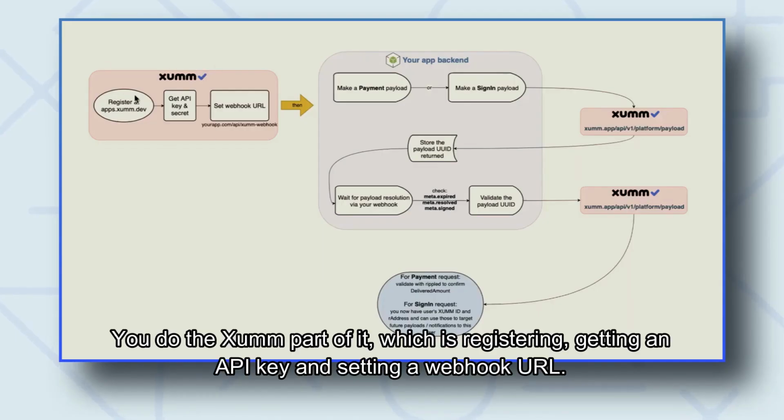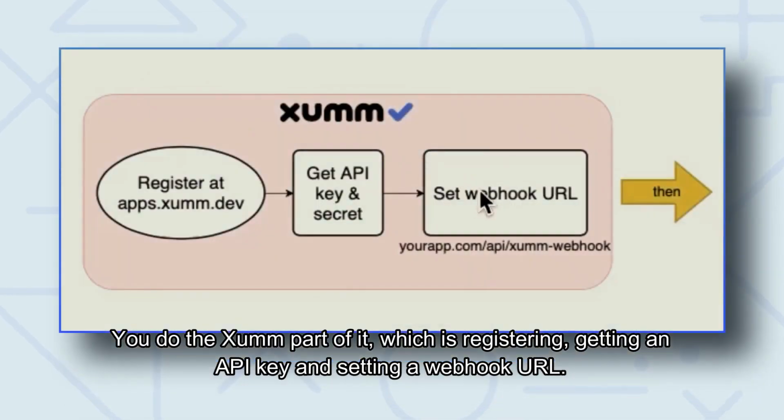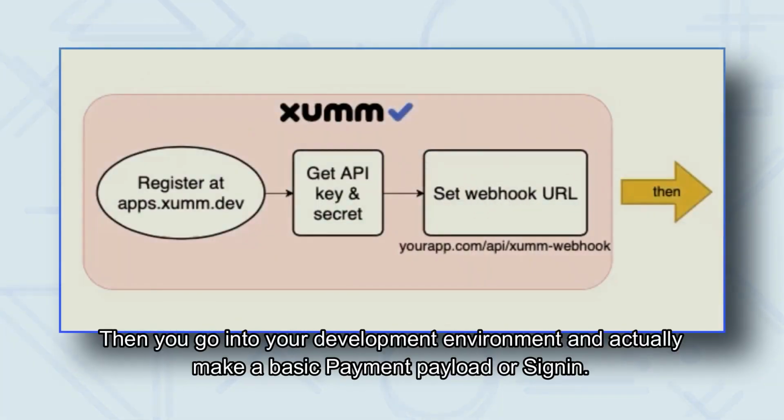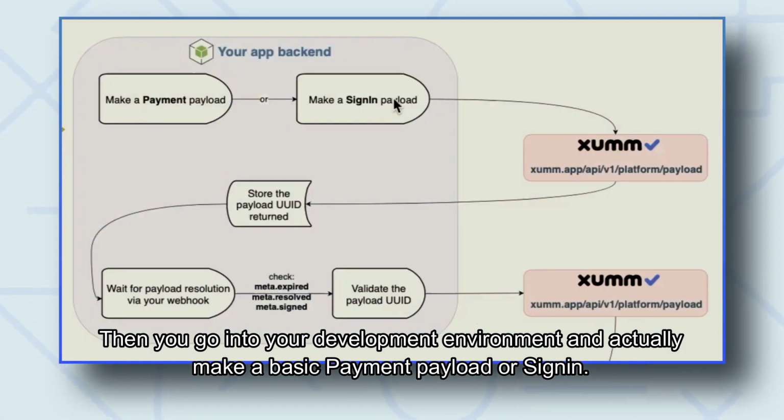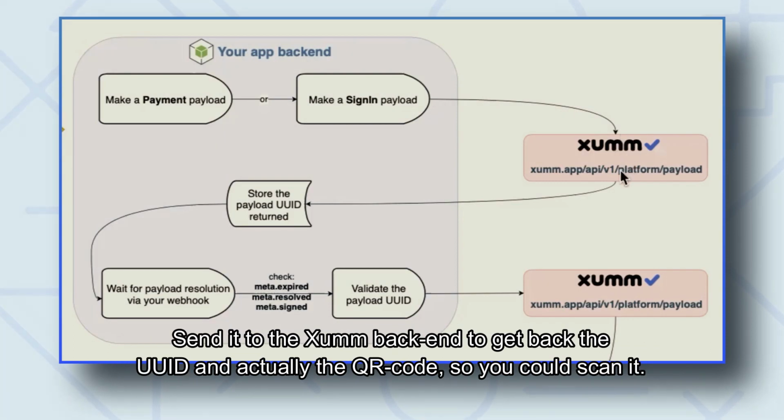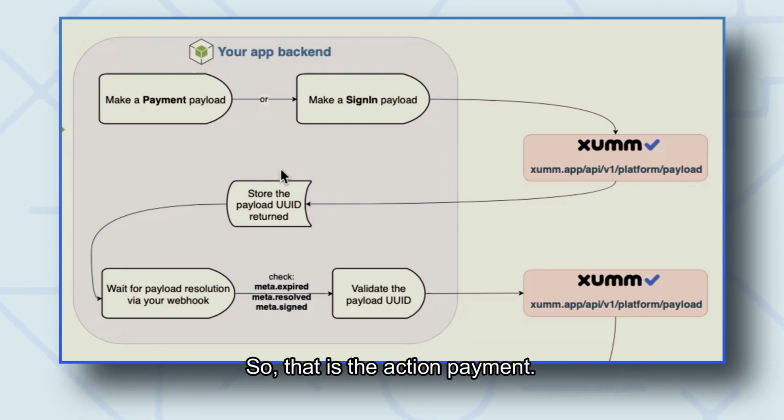You do the Xumm part of it, which is registering, getting an API key and setting a webhook URL. Then you go into your development environment and actually make a basic payment payload or sign-in, and send it to the Xumm backend to get back the UID. The QR code will go in here as well, so you can scan it to actually action the payment.